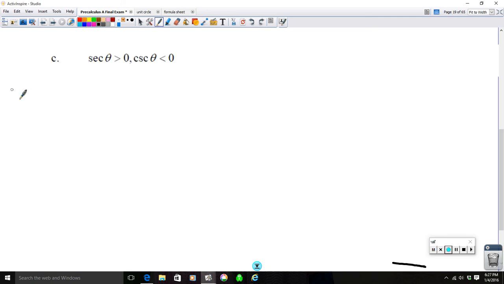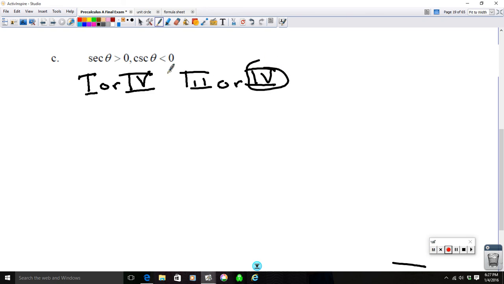For letter C, secant is positive, or greater than 0, which is positive in quadrant 1 or 4. And cosecant is going to be less than 0 in quadrants 3 or 4. So again, what's common amongst the two of them is quadrant 4. So this is only true in quadrant 4.